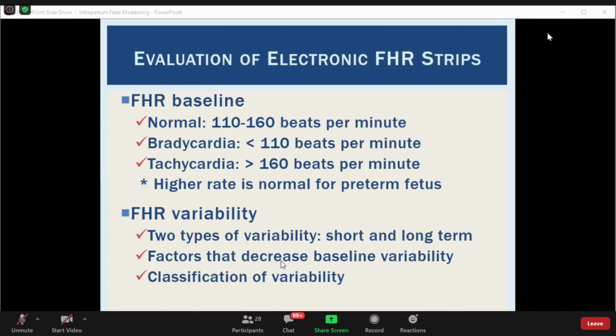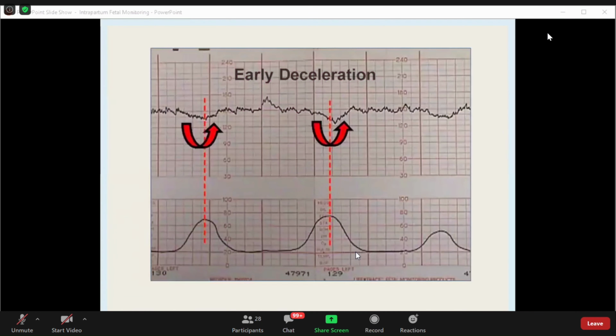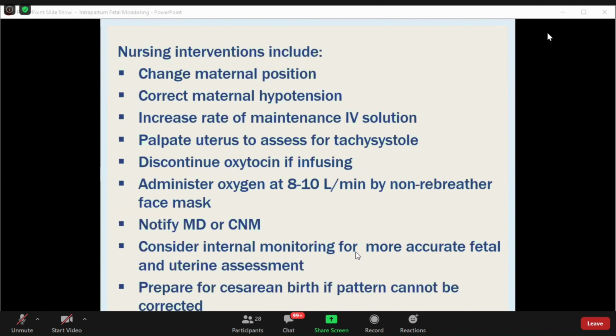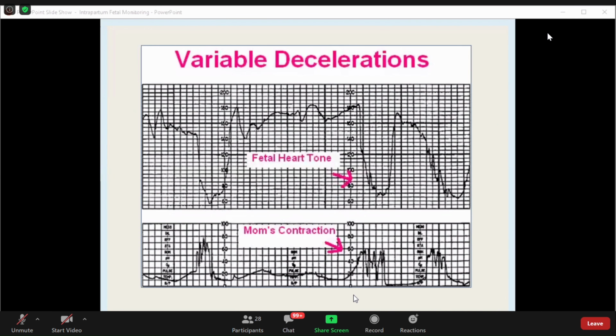So variability, you want to see some variability in the heart rate. You don't want to see variable decelerations. You don't want to see this. Okay? These are variable decelerations. You certainly don't want to see those, right? And this baby, look at this, down to 60.